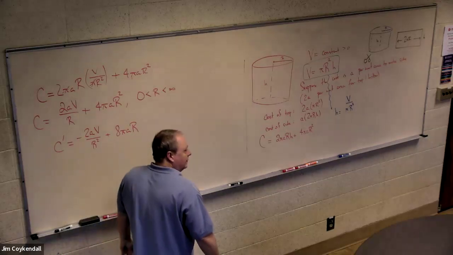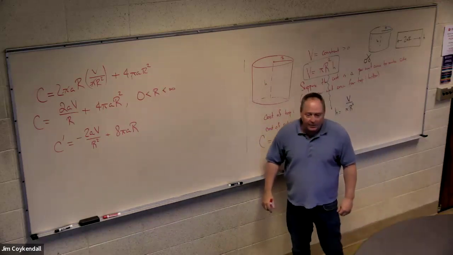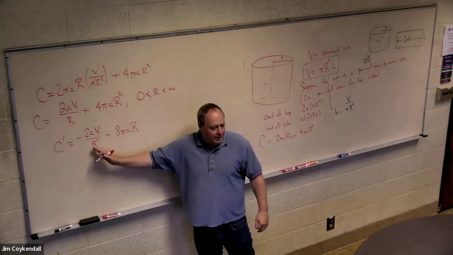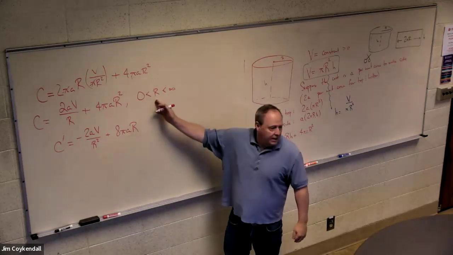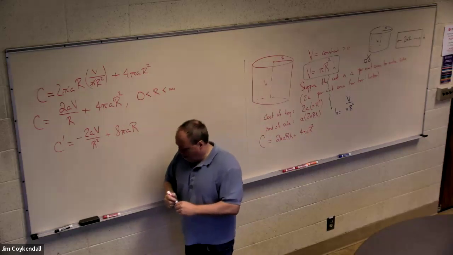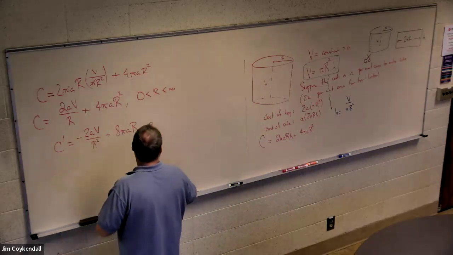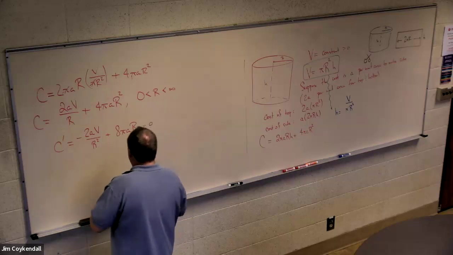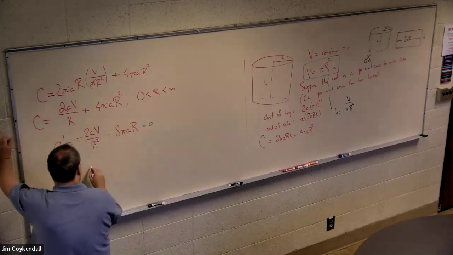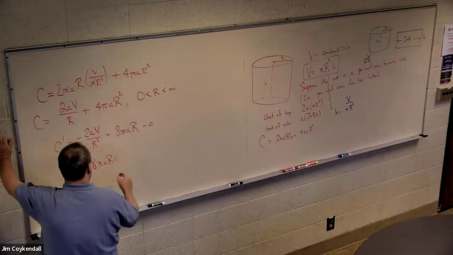Now, again, an immediate critical number that jumps out to me is r equals zero, because it makes that undefined, but again, it's not in our domain. We don't have to worry about that. So all we've got to do is set this equal to zero and see what shakes out. I get... set this equal to zero.